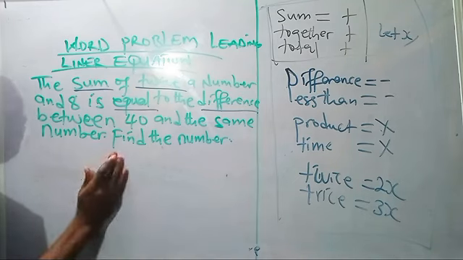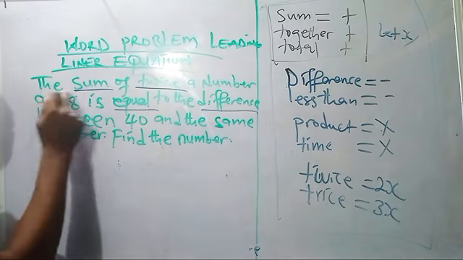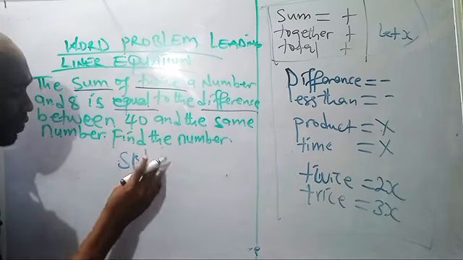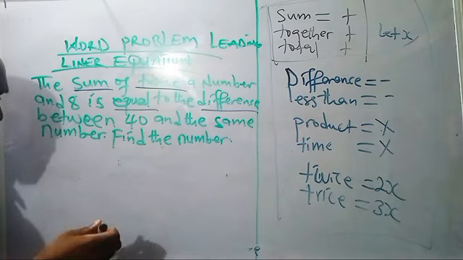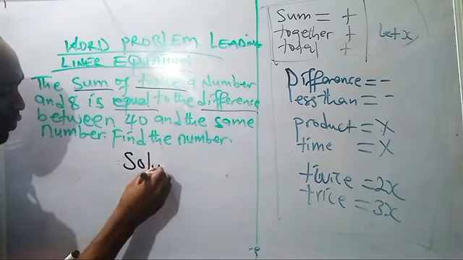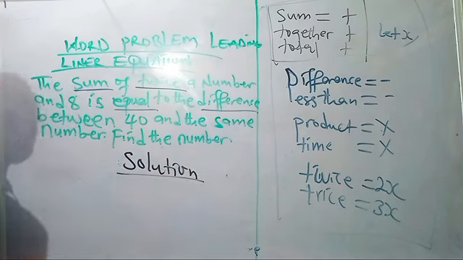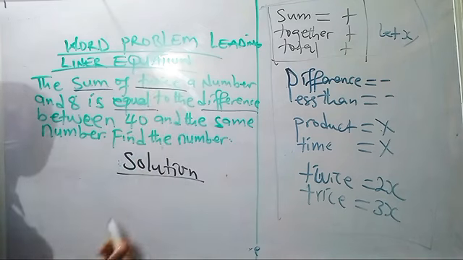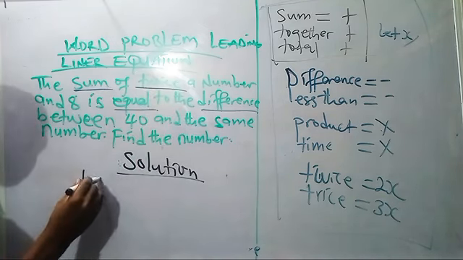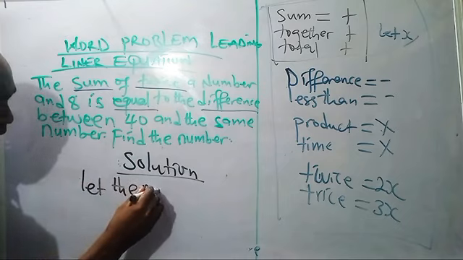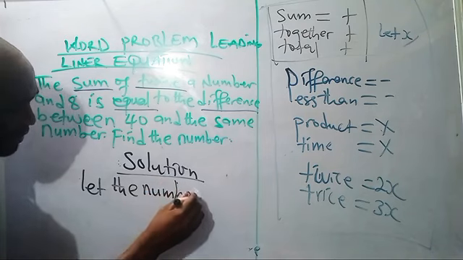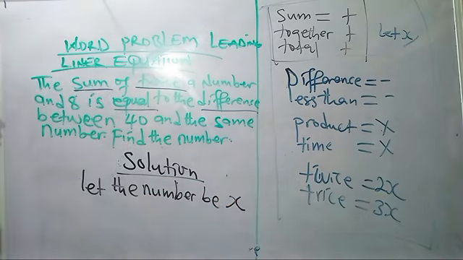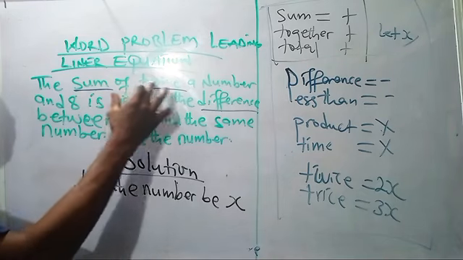So this linear question here, the sum of twice a number. Let's say solution. Okay, so now the sum of twice a number, we don't know that number, so let the number be x, because we don't know the number. So the question says the sum of twice a number.